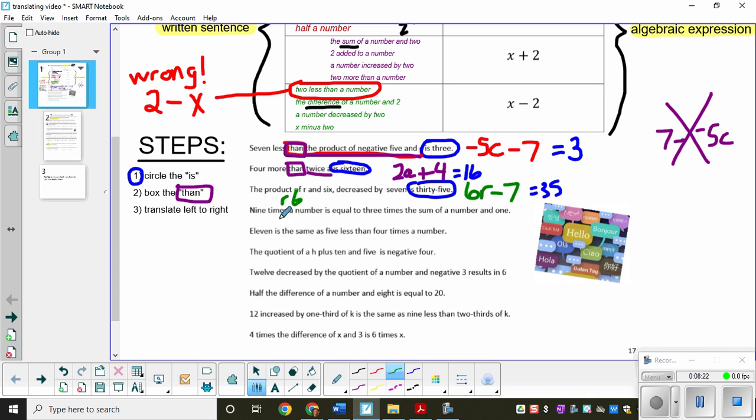All right, for the next one, 9 times a number is equal to 3 times the sum of a number and 1.